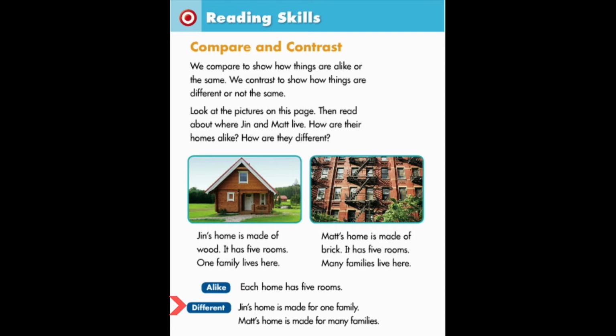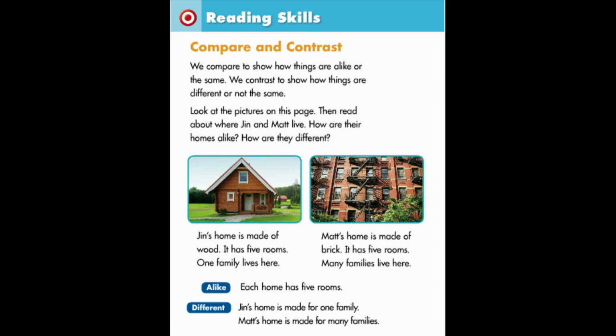Jen's home is made for one family. Matt's home is made for many families. Can you find those sentences in the paragraphs above? Here they are. One family lives here. Many families live here. This is how Matt and Jen's homes are different.